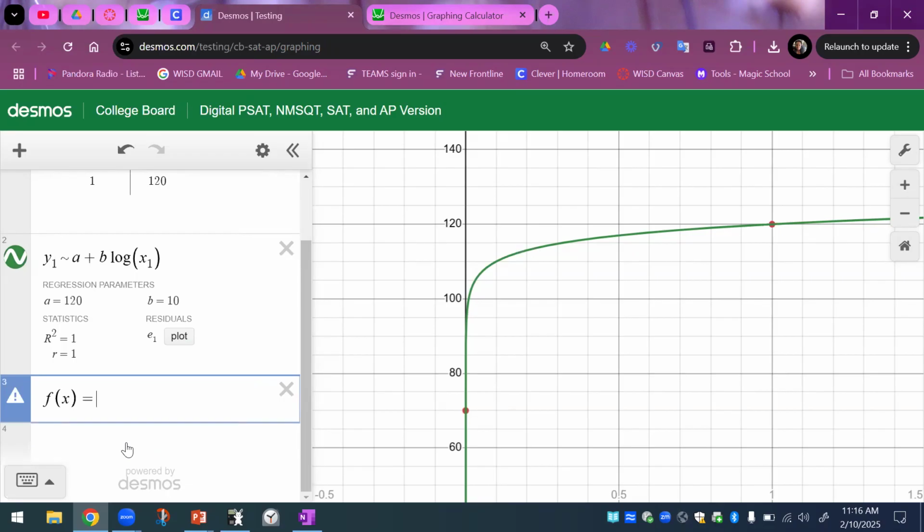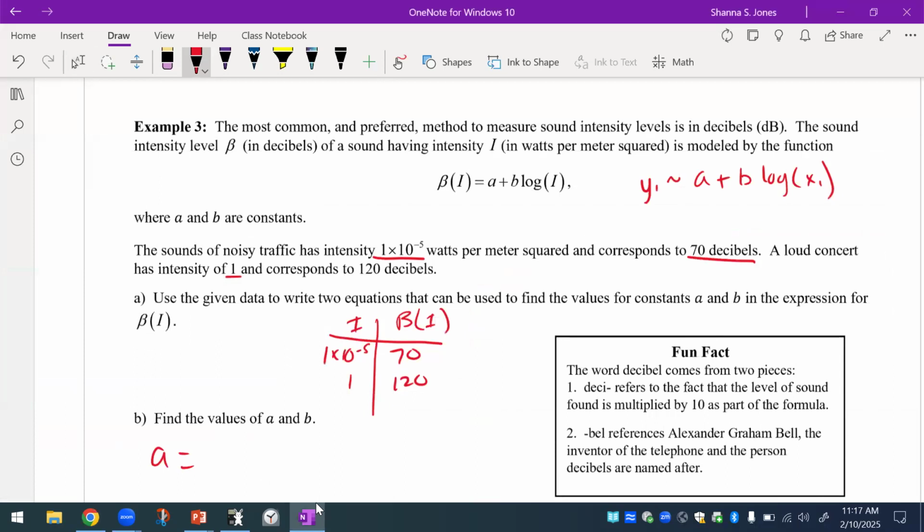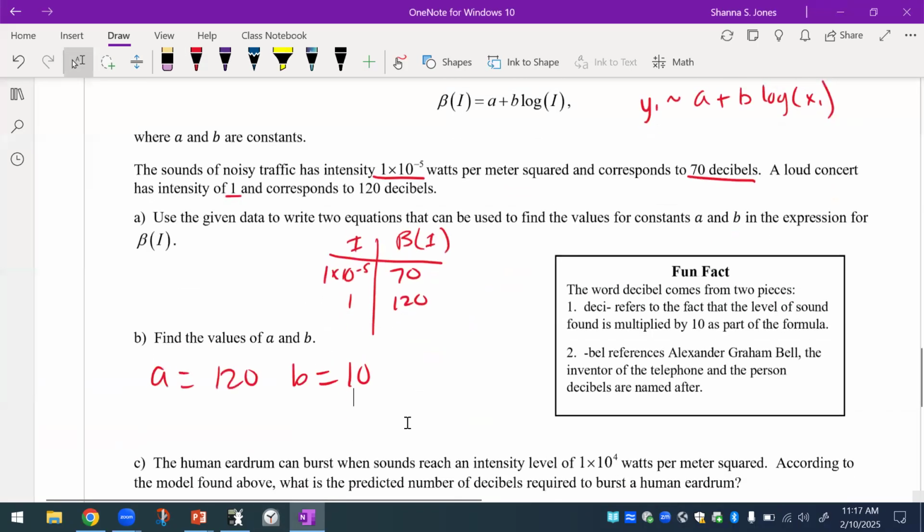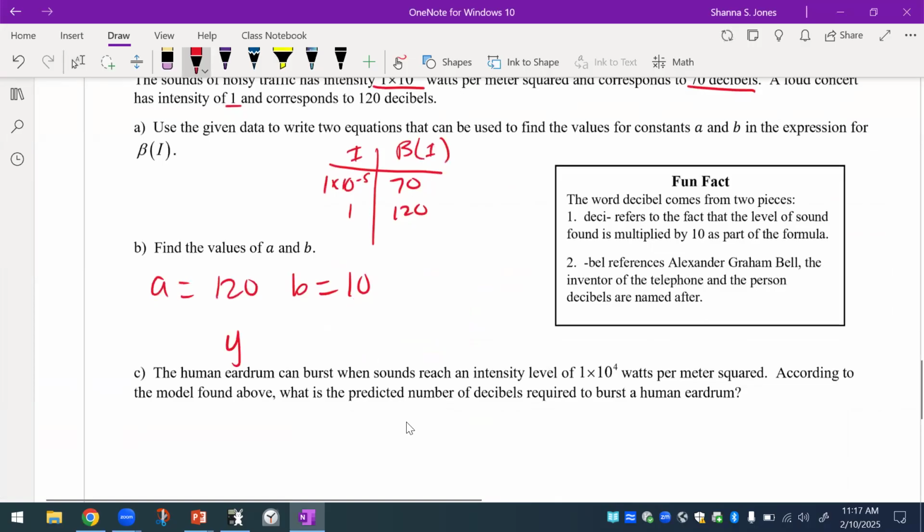So again, I don't really need to copy this. I could just type 120 plus 10 log of x. Okay, how do we feel? Easy peasy. All right, so our A value equals 120, our B value equals 10. And so putting it all together, our regression model equals 120 plus 10 log of x.